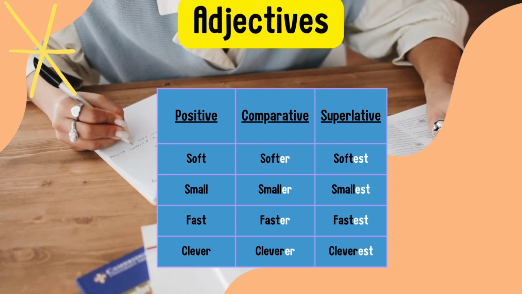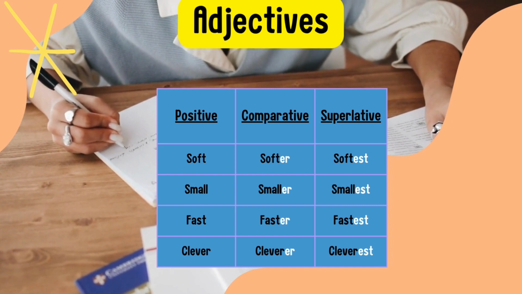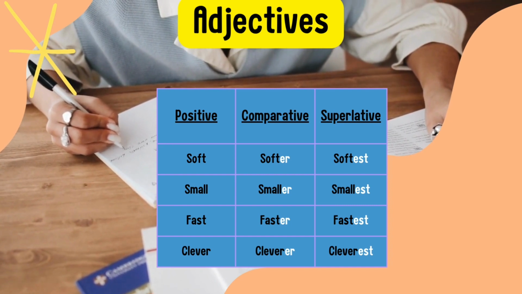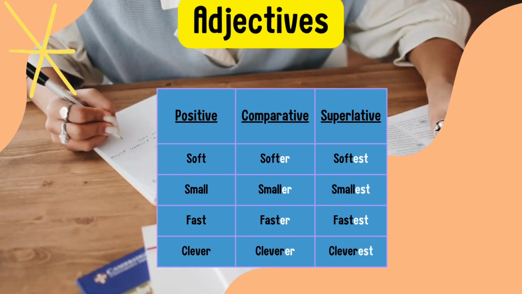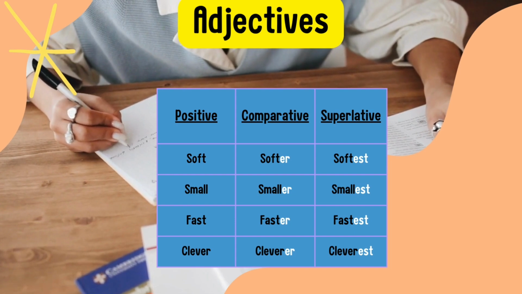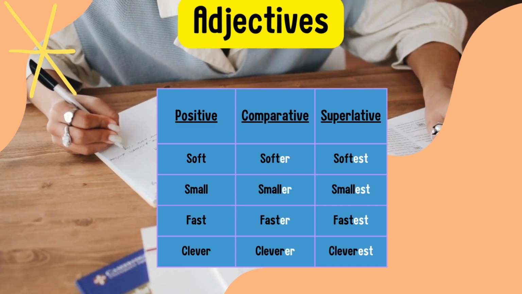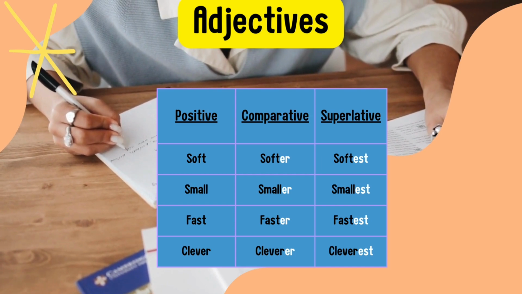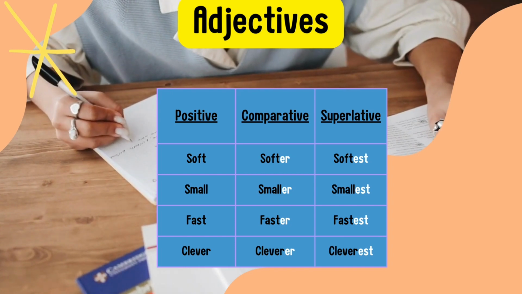In positive degree, there is no change in the adjective, whereas in comparative degree, we need to add er at the end of the adjective. In superlative degree, we need to add est at the end of the adjective. Examples: soft, softer, softest; small, smaller, smallest; short, shorter, shortest; strong, stronger, strongest; fast, faster, fastest; clever, cleverer, cleverest.